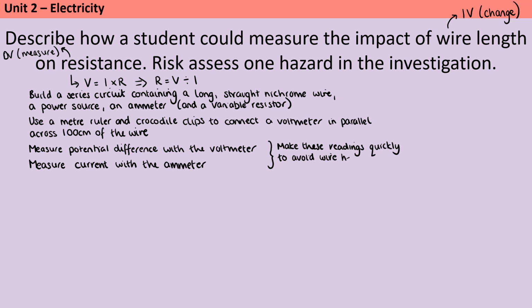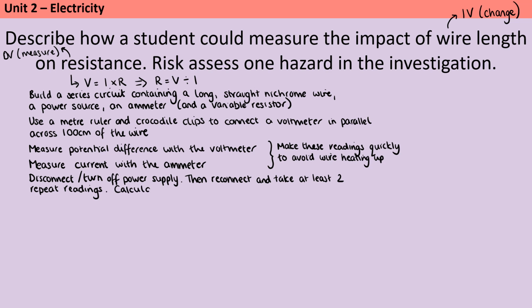We want to take those readings nice and quickly, because if we leave the circuit connected for too long, the wire may start to heat up and that would affect the resistance. Then you're going to turn off your power supply or disconnect it, and then reconnect it and take those measurements again. So this allows us to check for repeatability and to calculate a mean potential difference and a mean current for that same length of wire. So we haven't changed anything yet, we've just done 3 readings for 100 centimetres of wire.